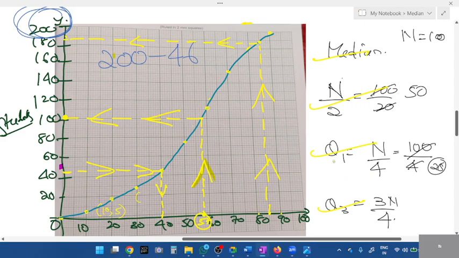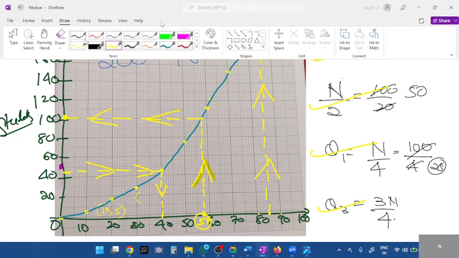Now, let us find Q1, 25. Look at 25. Where does 25 lie in x-axis, students? Where does 25 lie? In between?